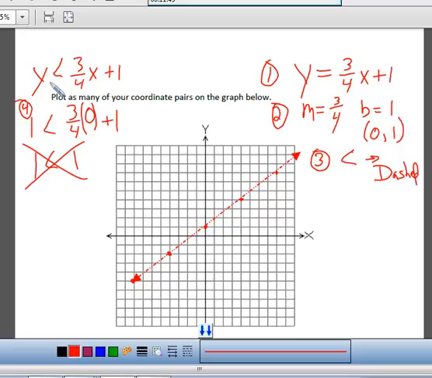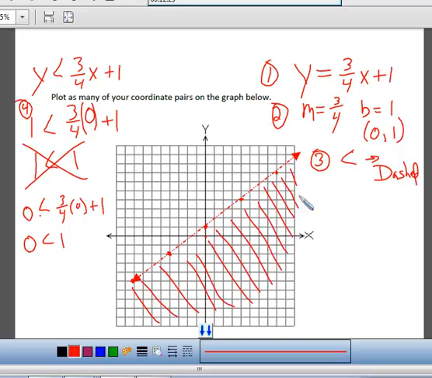So I'm looking for y to be less than whatever's over here on the right. So let's test another point, like the origin. That's always a great one to test. If I plug in 0 for y and 0 for x, does this work? 0 times 3/4 is 0, so 0 is less than 1. Is that true? It is. So now I know which direction I need to shade, and that is this way.